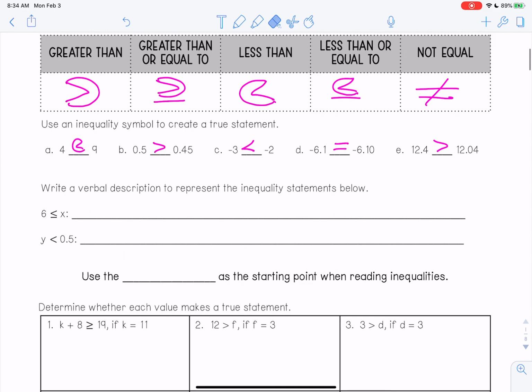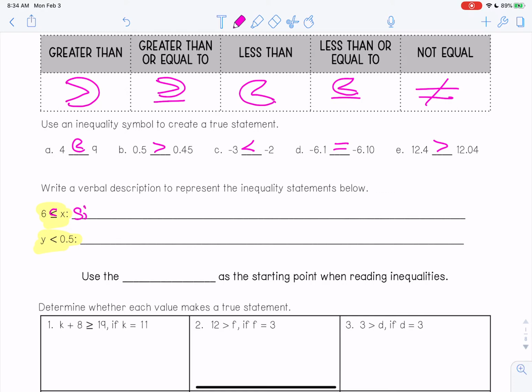All right. Write a verbal description to represent the inequality statements below. So now they want us to take our inequalities and write them using words. So for the first one, we see that Pac-Man is actually eating the X. So that means X is bigger than 6. And it has that equal sign underneath. So that means that X is bigger than or equal to 6.